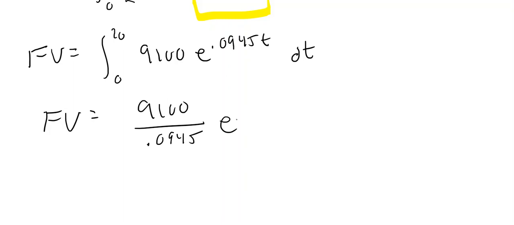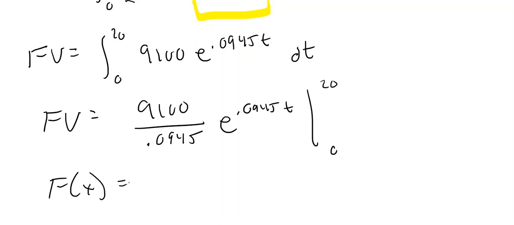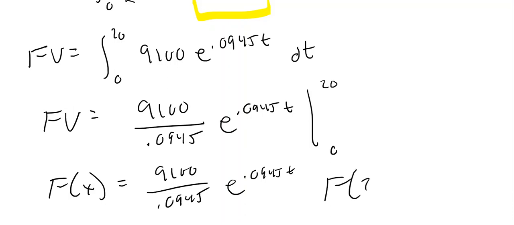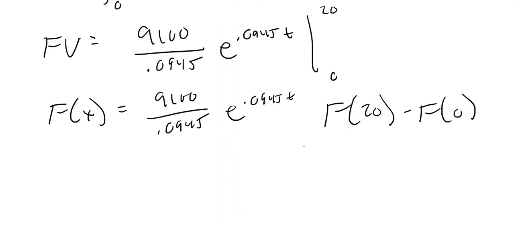e to the 0.0945t evaluated from 0 to 20. Plug that into Desmos. So your antiderivative then is the 9,100 divided by 0.0945, whatever that is, e to the 0.0945t. And then you want to evaluate that from f of 20 minus f of 0. And what you will end up with will be something like $541,124.39. That would be your future value.